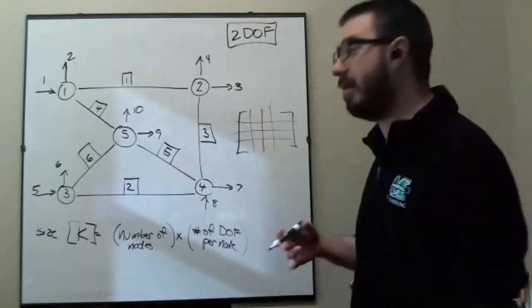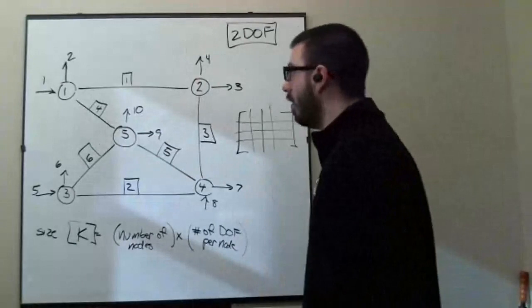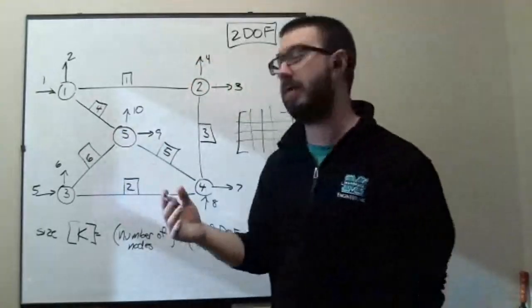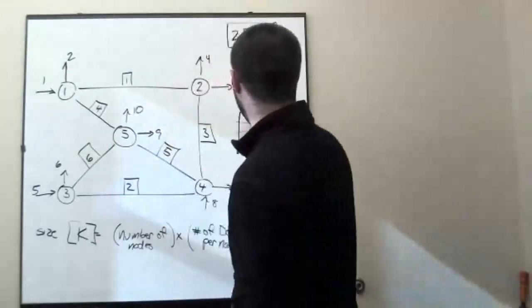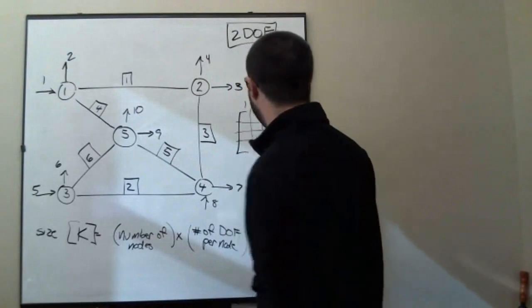The other thing I've got to figure out is my assembly. For instance, if I'm looking at member number 4, I'm not just looking at 1 to 5. Now I'm looking at the degrees of freedom. So it would be 1, 2, 9, and 10.